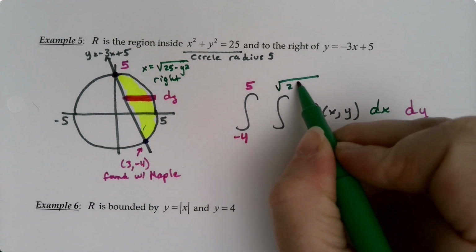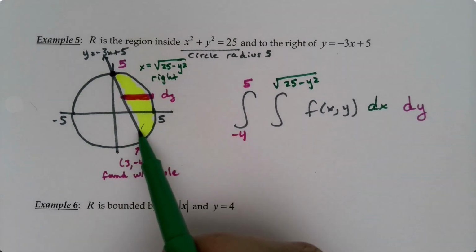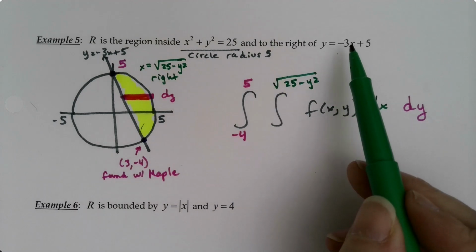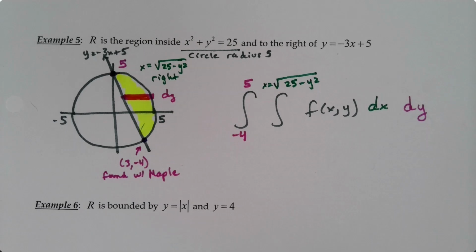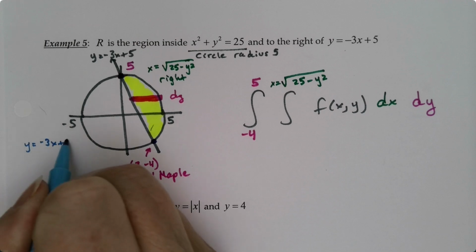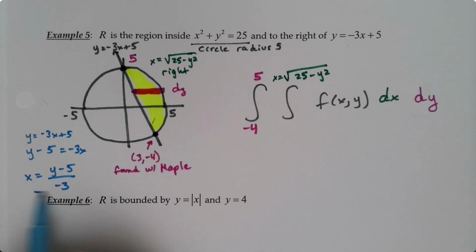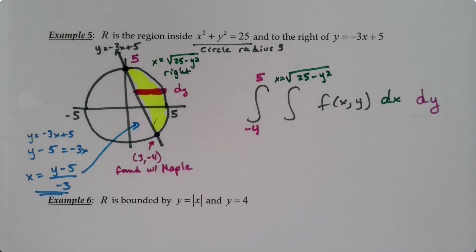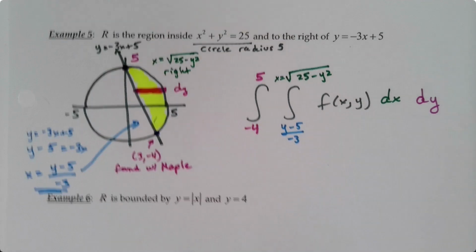So this is the square root of 25 minus y squared. The left is equal to this line, but solved for the other variable. So this is no good to me. I can't just go stick -3x plus 5 in here. I need it to be solved for x. These have to be x equals values. All right, so we have to go over here and solve that. So if y equals -3x plus 5, y minus 5 equals -3x. So x equals y minus 5 divided by -3. That's the left. So this would be y minus 5 divided by -3. There's the setup.